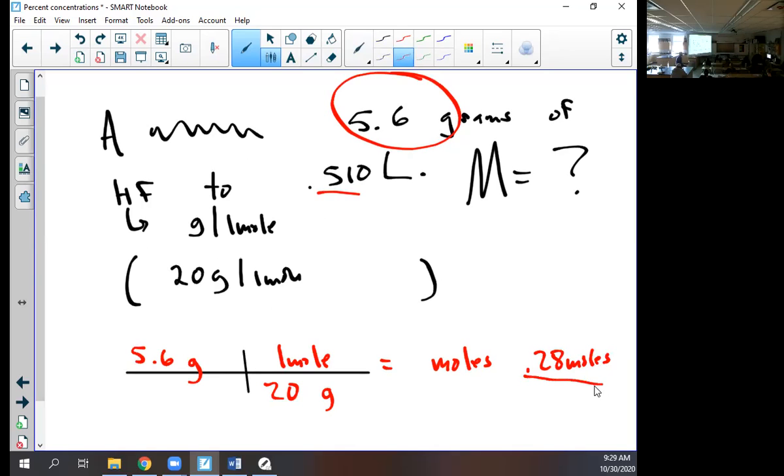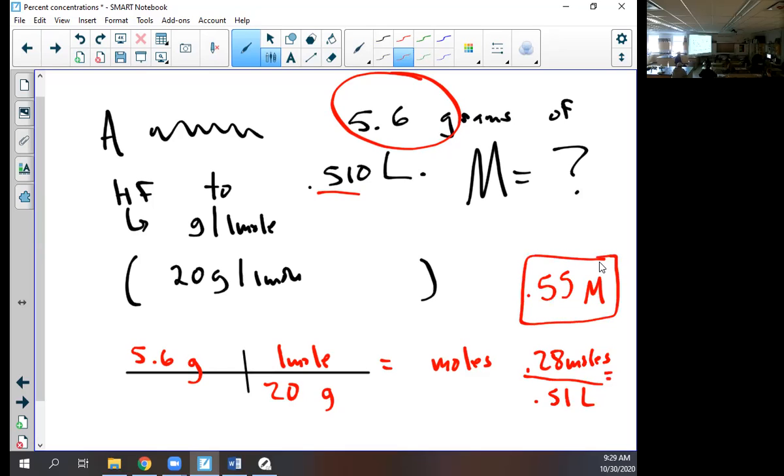Step 2 then is to divide by 10 liters. And that is what? 0.58. 0.55. Okay, it should be close to 0.56. So I'll say 0.55.